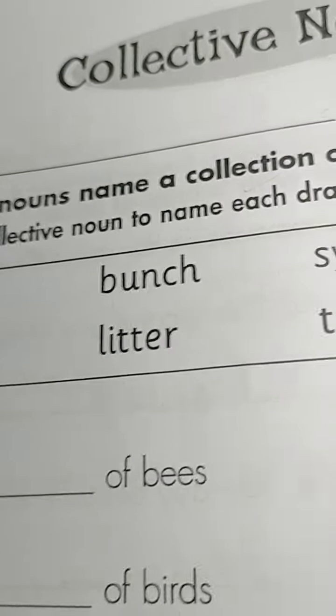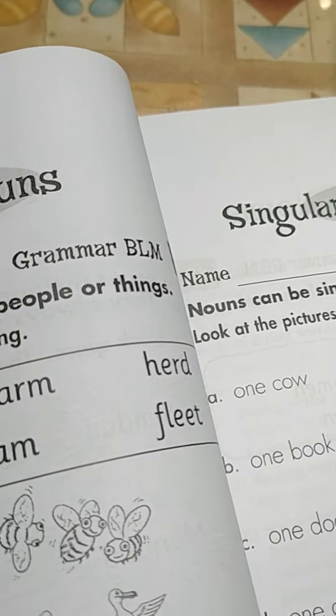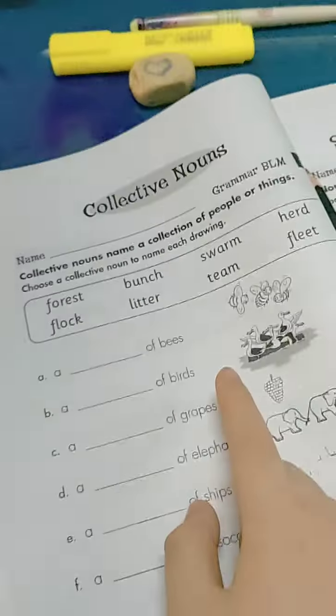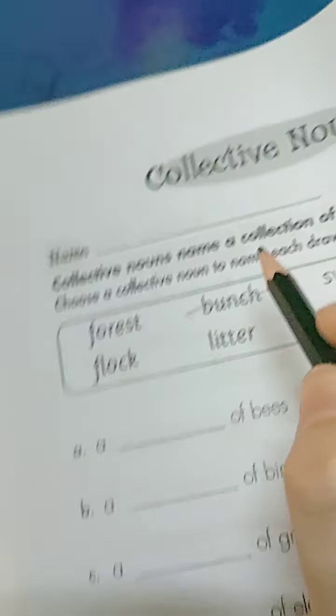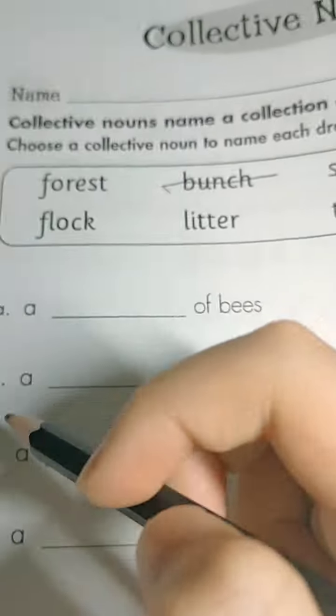Forest, a flock, a bunch, a little, a swarm, a team, a heart, a flat. Okay, that is a hard one. And now I chose an easy one and then a hard one. That is grapes. I show this. It's a bunch. And we bunch in the grapes. Let's do that as a bunch. A bunch of grapes.